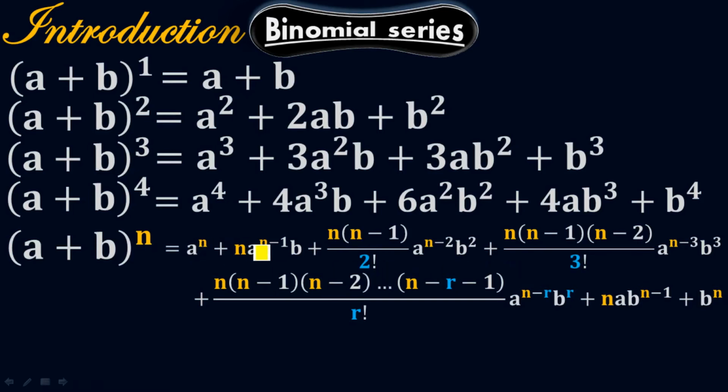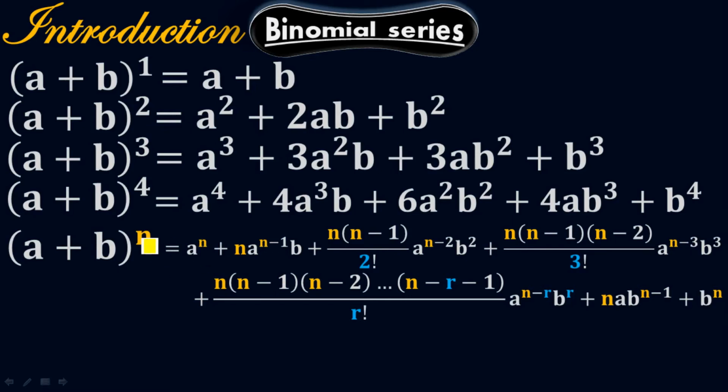Just plug in n equals 3 all the way and do simplification. At the end you will get a cubed plus 3a squared b plus 3ab squared plus b cubed. That's what you will get if you plug in n equals 3 here. But make sure you stop the process at the moment when you get a to the 3 minus 3. Now when you look at the series, it starts from a to the n.